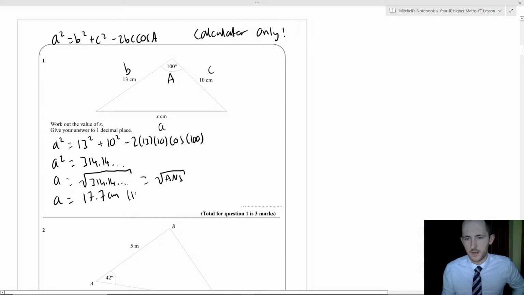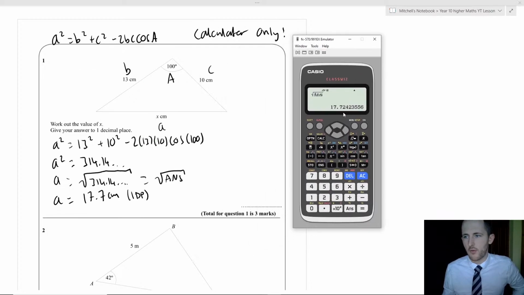Centimeters, and that's to 1 dp. Okay. Now, just to prove the point, A and S is now equal to 17.724235556. So if I press equals again, it square roots that. And I press equals again, it square roots that. Square root, square root, square root, and so on.